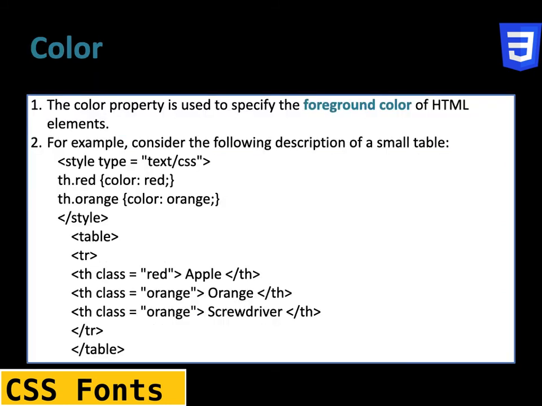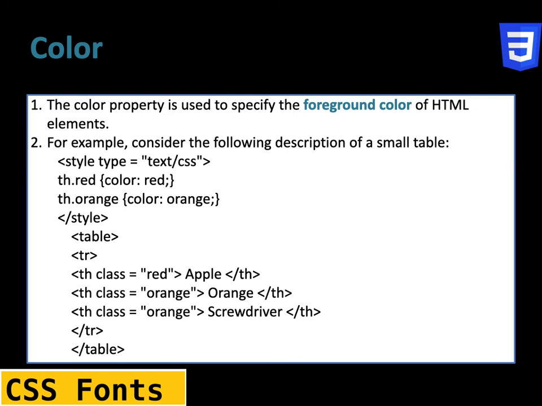The next is color. The color property is used to specify the foreground color of HTML elements. This is foreground color, not background color. For example, consider the following description of a small table. Style is specified there, th dot red and th dot orange. So th stands for table header. Th dot red is the class name and the other class name is orange. For the th dot red class, color colon red is specified. For the orange class th dot orange, color colon orange is specified.